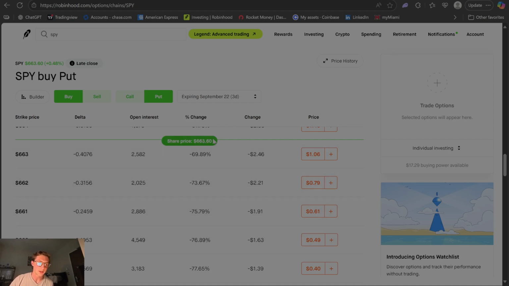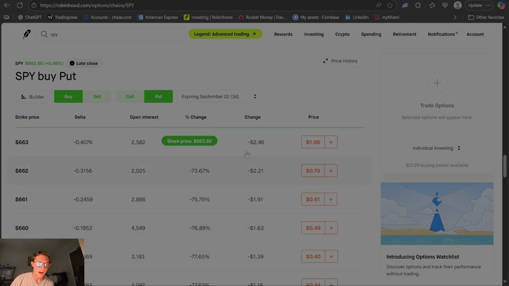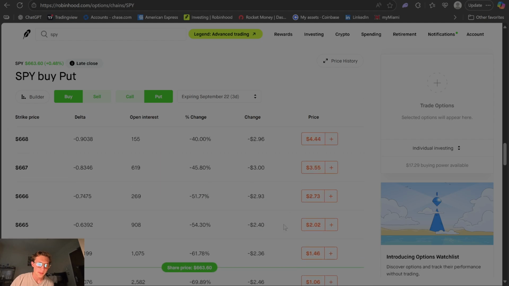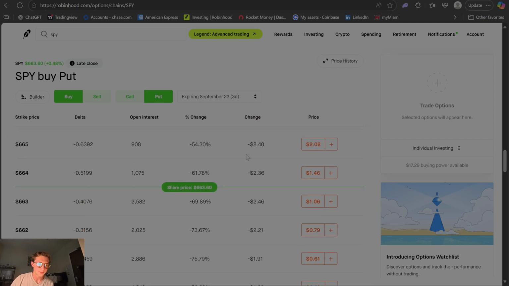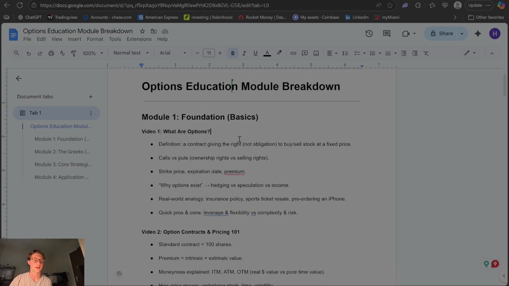It makes sense to sell them at the market price now, right? So these are now out of the money puts, in the money puts, right? Now let's go back to our foundations.